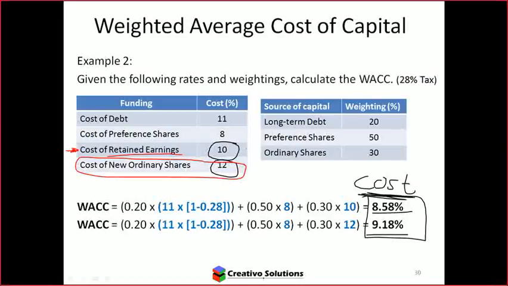In terms of theory, they're actually going to make these two the same. Okay, I don't like making those two the same because with ordinary shares, you've got what? Flotation costs, share issue expenses. So because you have flotation costs and you've got other expenses, it increases this cost. So retained earnings will always be the lower of the two.